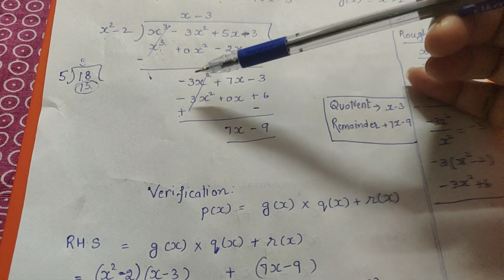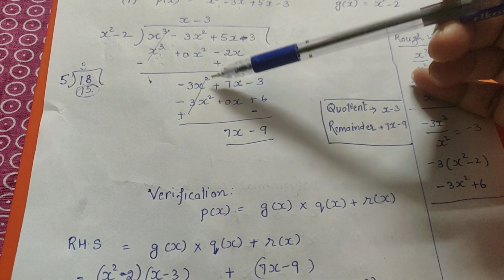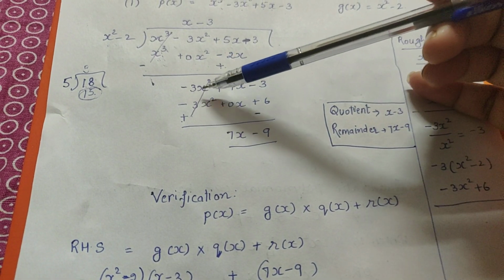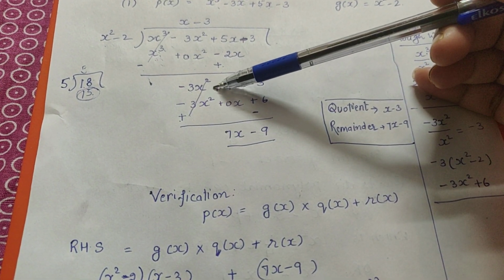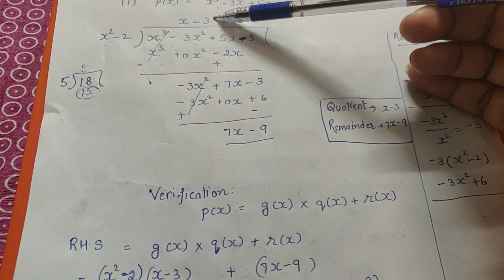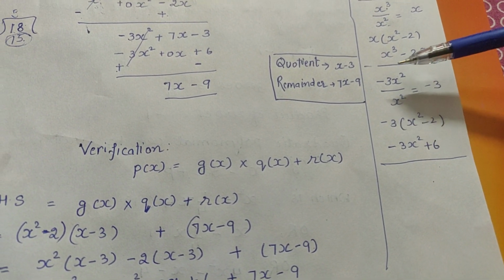Now you have to think: with what number should x square be multiplied to get minus 3x square? So again, if you are able to get minus 3 directly, fine. If you are not able to get it directly, then this is the second step.